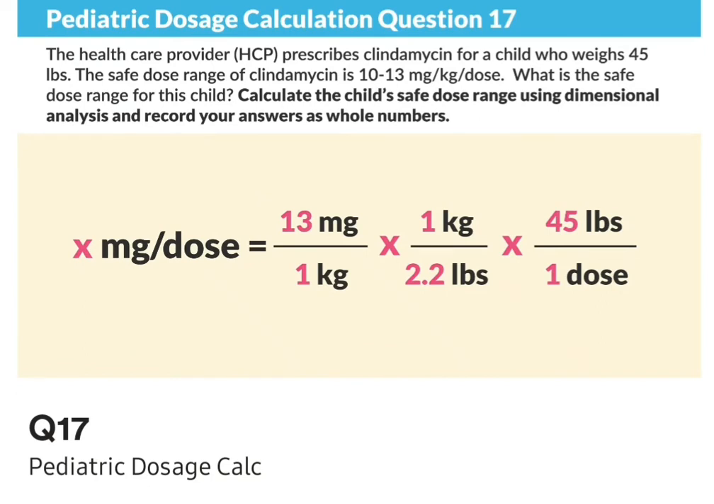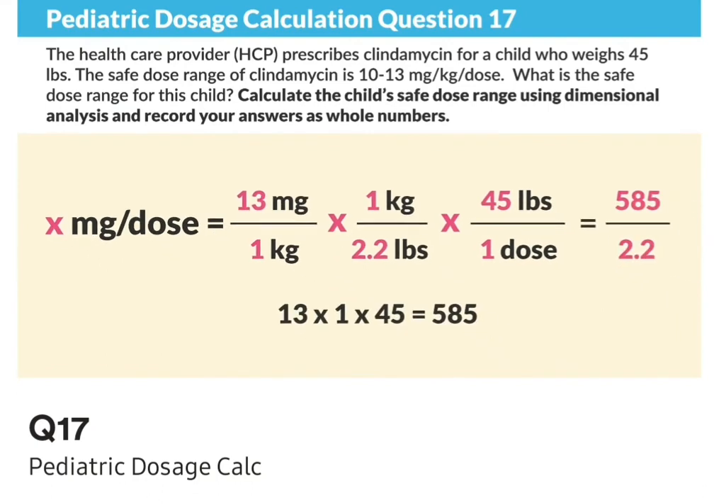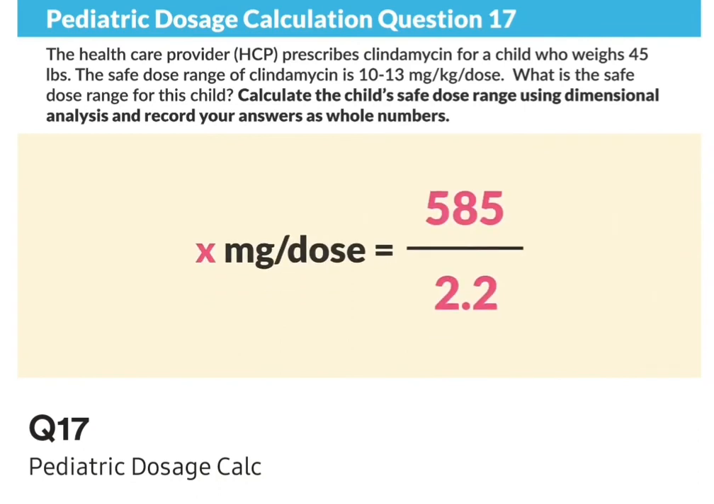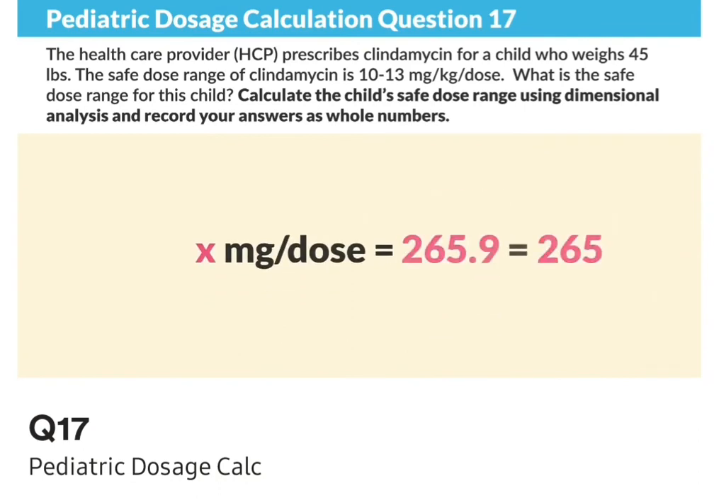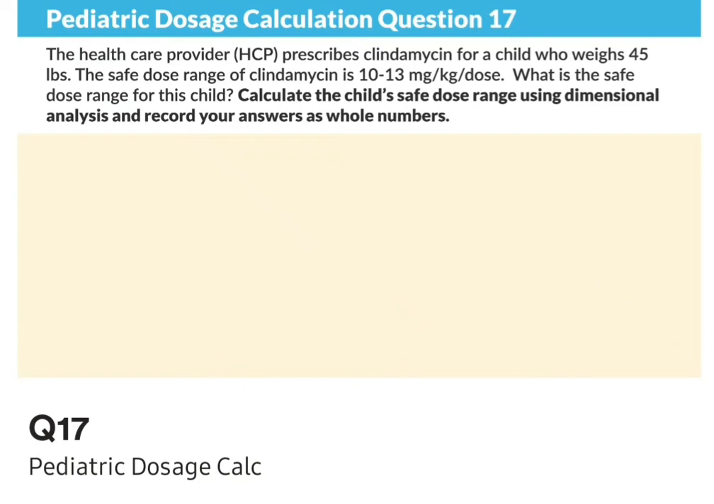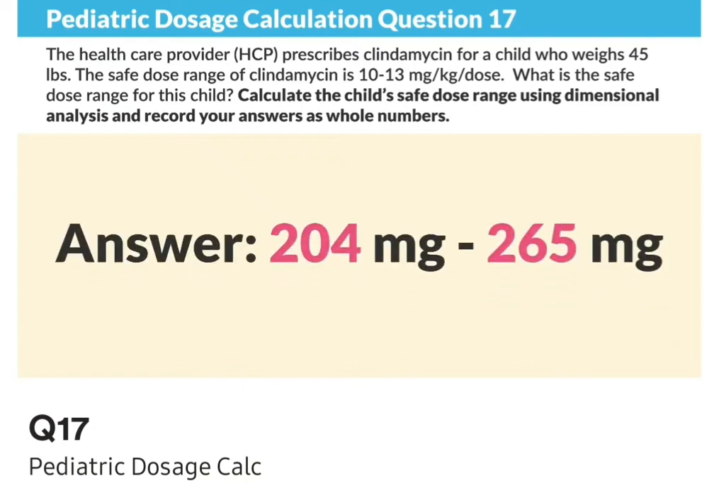So we have 13 milligrams per kilogram, and everything else is the same. 1 kilogram over 2.2 pounds, and the same exact weight, right? 45 pounds over that 1 dose. Now we multiply across on the top and multiply across on the bottom. We have 585 over 2.2. So we have a number of 265.9, and I know it's so tempting to round up, but we don't want to round up the dose for pediatric clients. So we have 265 as our max range. So the correct answer here is 204 milligrams on the lower end and 265 milligrams on that higher end.